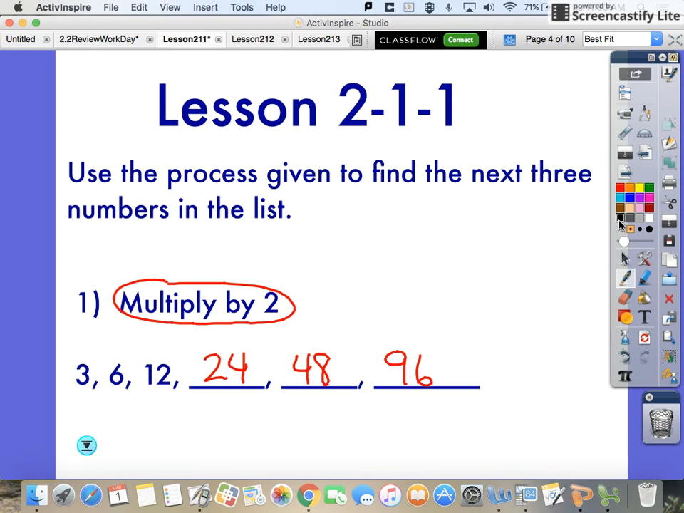Just a heads up, next year in Algebra 2, they're going to do the same exact thing, and they're going to make it look really scary. So what they're going to tell you is you need to say where the pattern starts, which is 3, and then you need to say what you're doing in the pattern. So here it says multiply by 2.